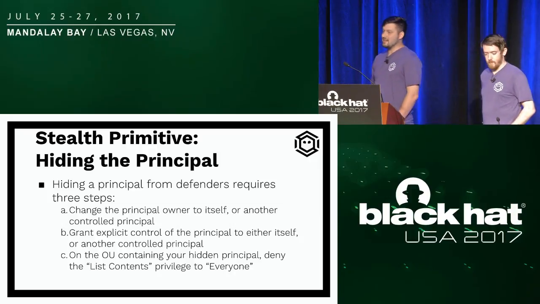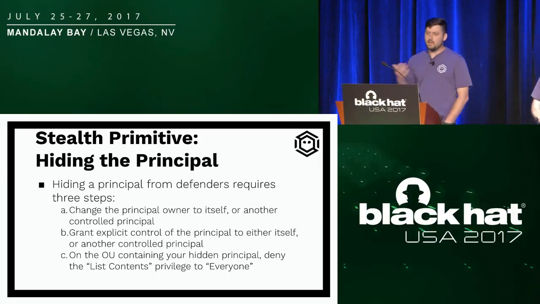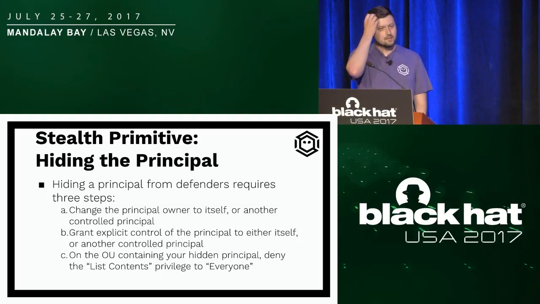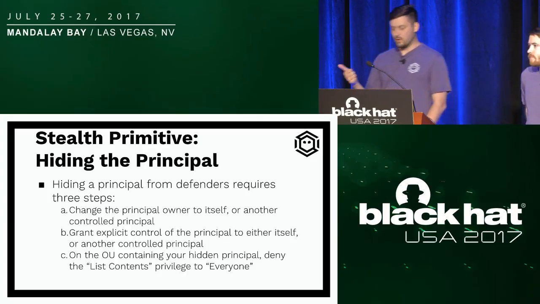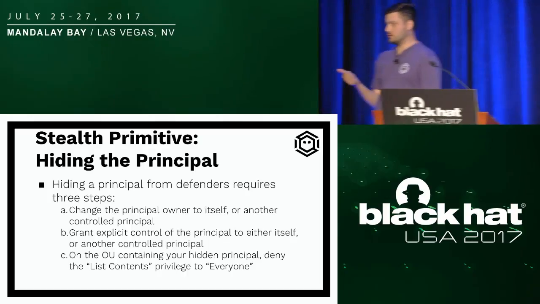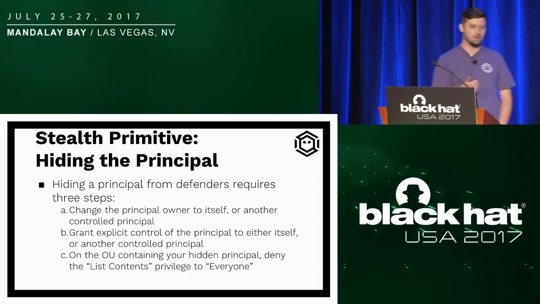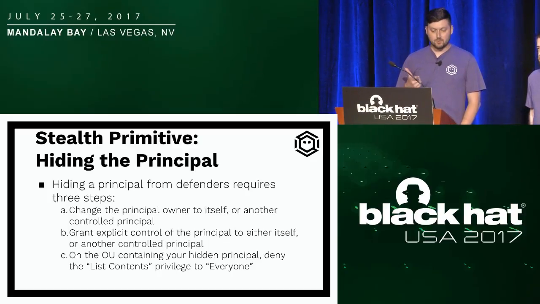What I can also do is hide the existence of a principal. This can be any principal, any object in Active Directory. I can hide the fact that it actually exists. This is a little more complicated, but it's basically 3 steps. The first is to change the object owner to some other principal, either itself or a principal that we have control of or that we can gain control of. Then grant explicit control of the principal to itself or some other control principal.